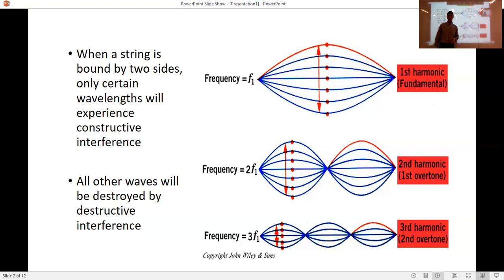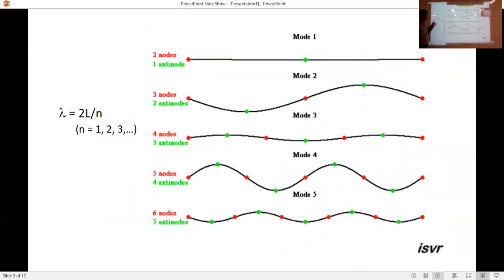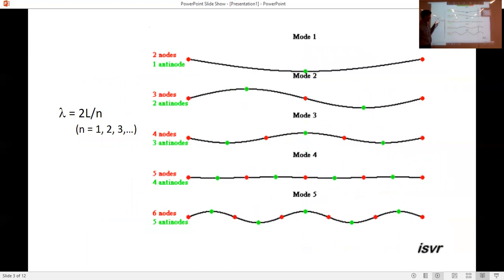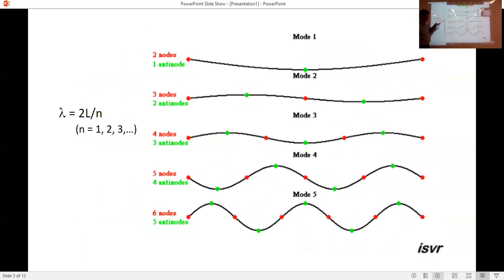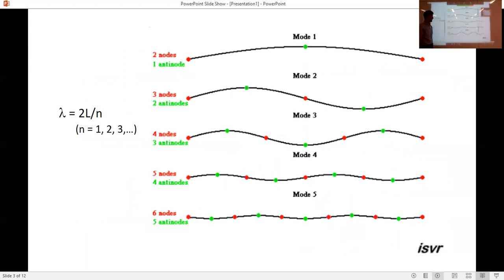An easy way to recognize what type of standing wave you're looking at is simply to count the number of antinodes. Our n equals 1 has 1 antinode. Our n equals 2 has 2 antinodes. Our n equals 3 has 3 antinodes. But again, the relationship is that the wavelength is equal to twice the length of the string divided by n, which is which harmonic we're looking at.